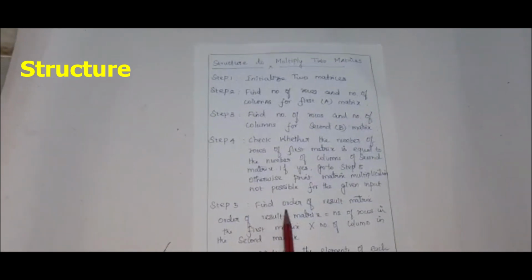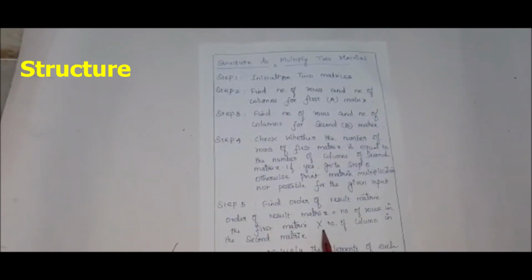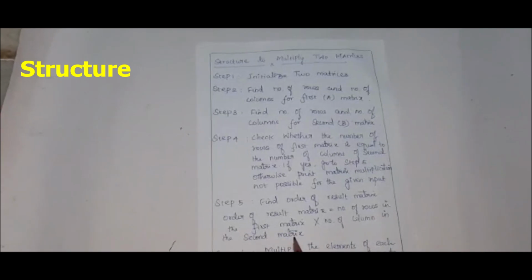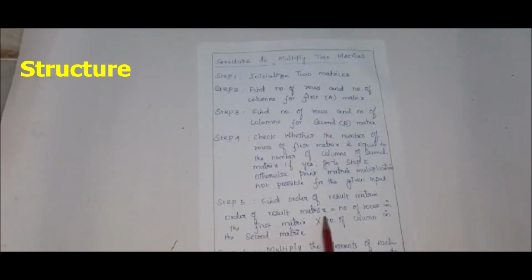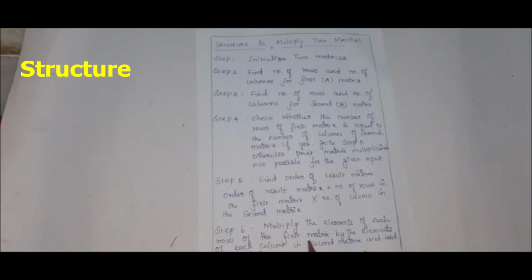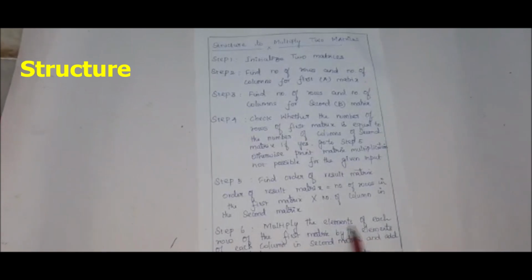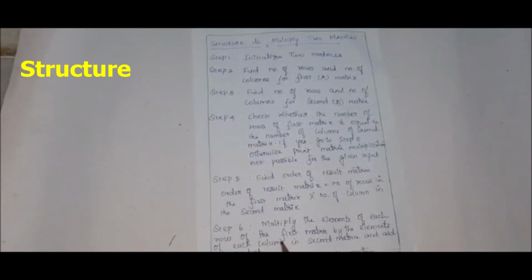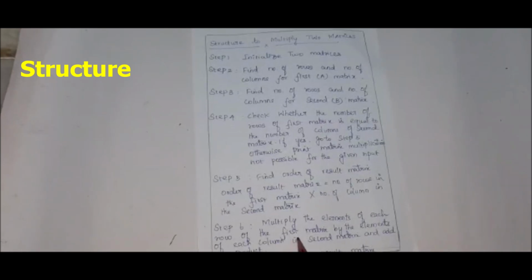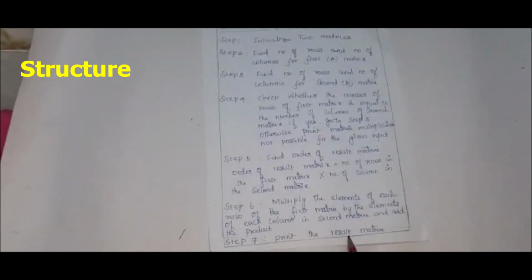In step 5, we need to find the order of the matrix. Order of the result matrix is equal to the number of rows in the first matrix times the number of columns in the second matrix. This is the formula for finding the order of the result matrix. In step 6, we need to multiply the elements of each row in the first matrix by the elements of each column in the second matrix and add their products. This can be achieved in Java using nested for loops. In step 7, we need to print the result matrix.